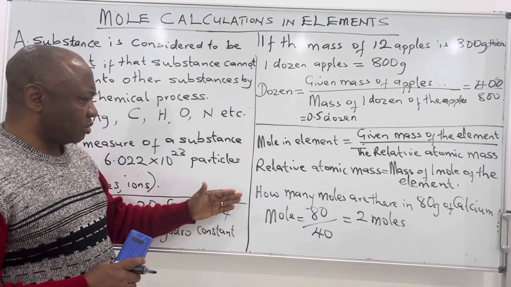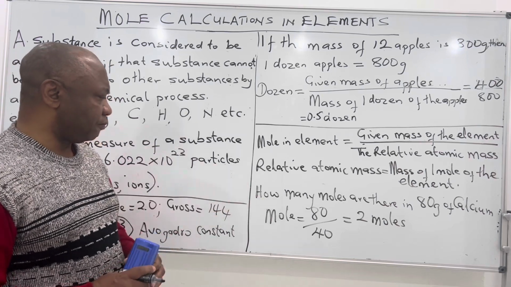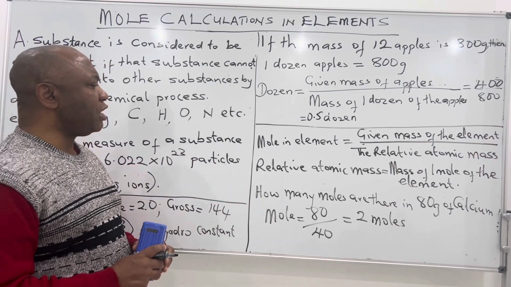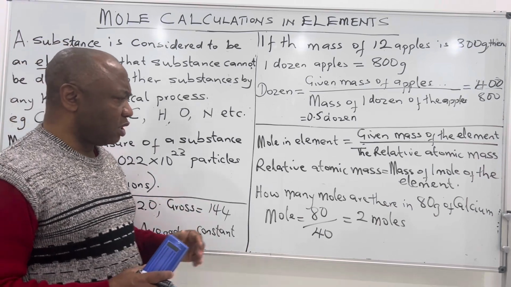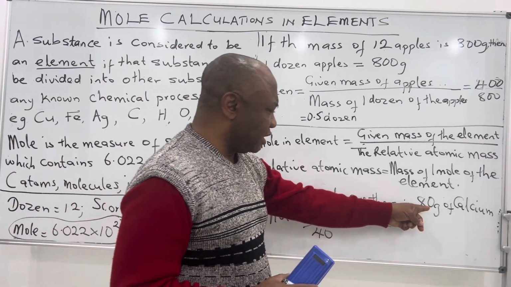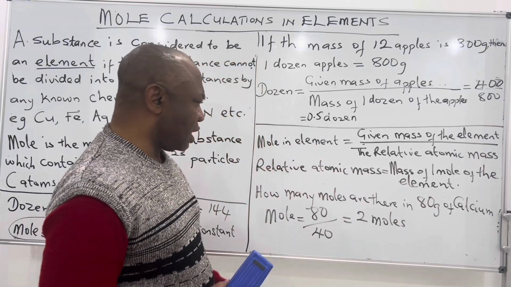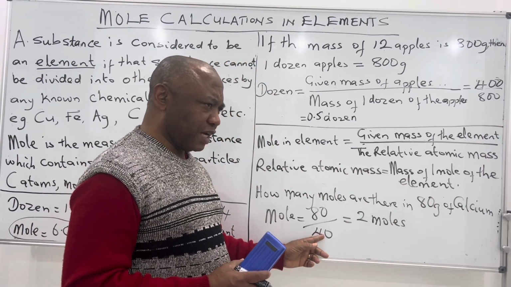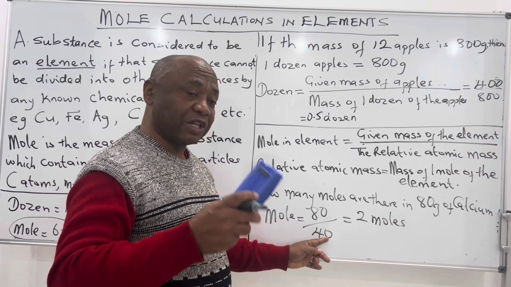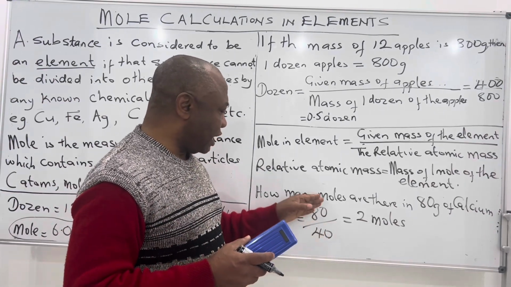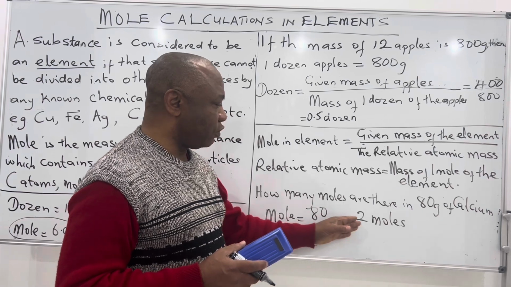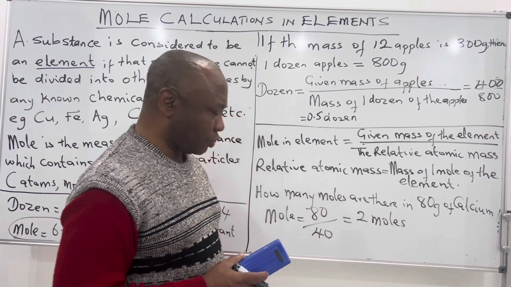Now let us solve this problem. How many moles are there in 80 grams of calcium? The given mass is 80 grams. And the mass of 1 mole of the element, which is the relative atomic mass as found in the periodic table, but in grams. So 80 divided by 40 will give you 2 moles.